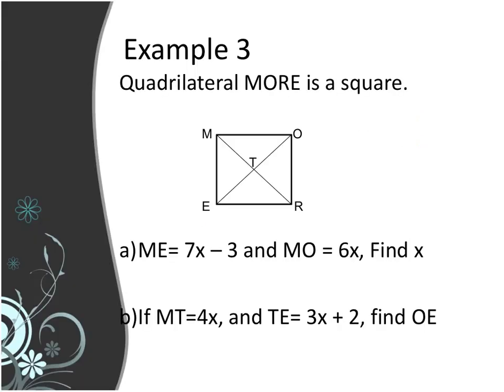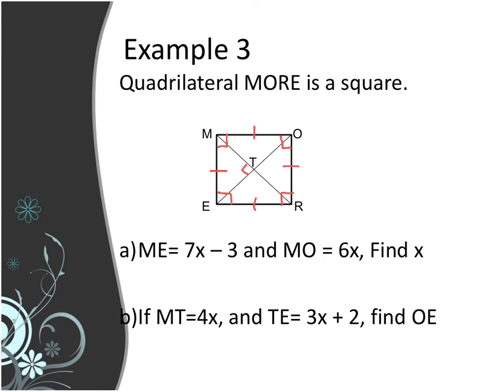We have a quadrilateral here, and it's telling us that MORE is a square. So I know the properties of a square. I have 4 right angles. I also have 4 congruent sides. I also know that my diagonals are congruent because it's also got the properties of the rectangle. I also know the diagonals are perpendicular. So let's go ahead and see what we can figure out.